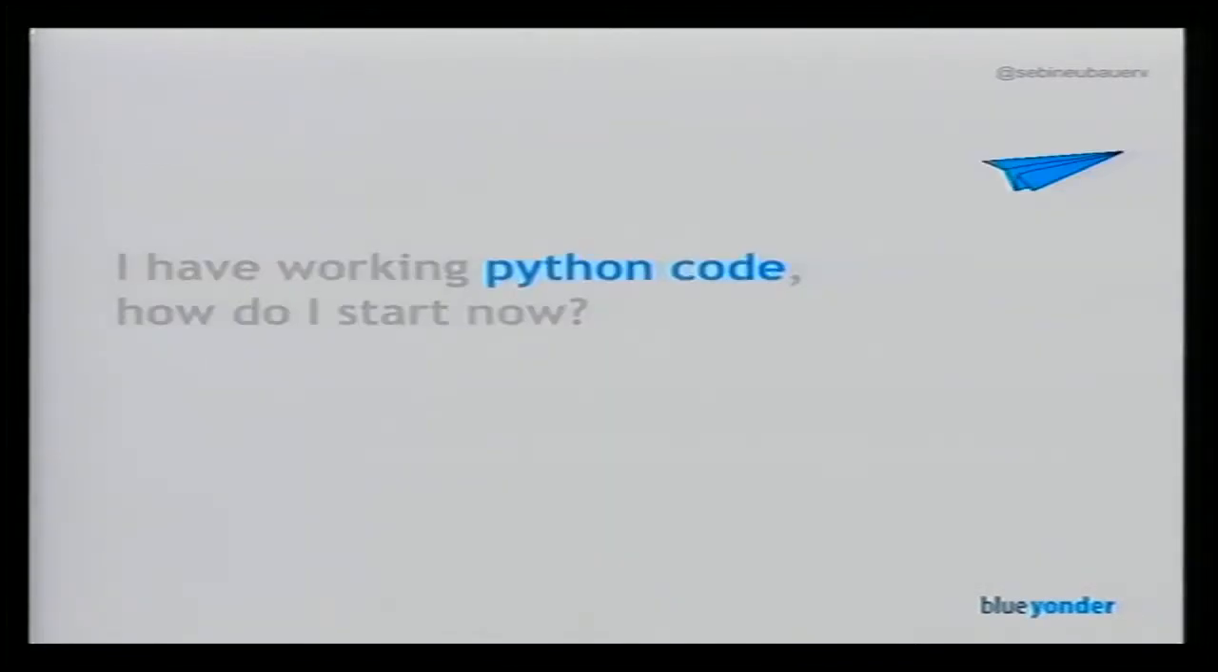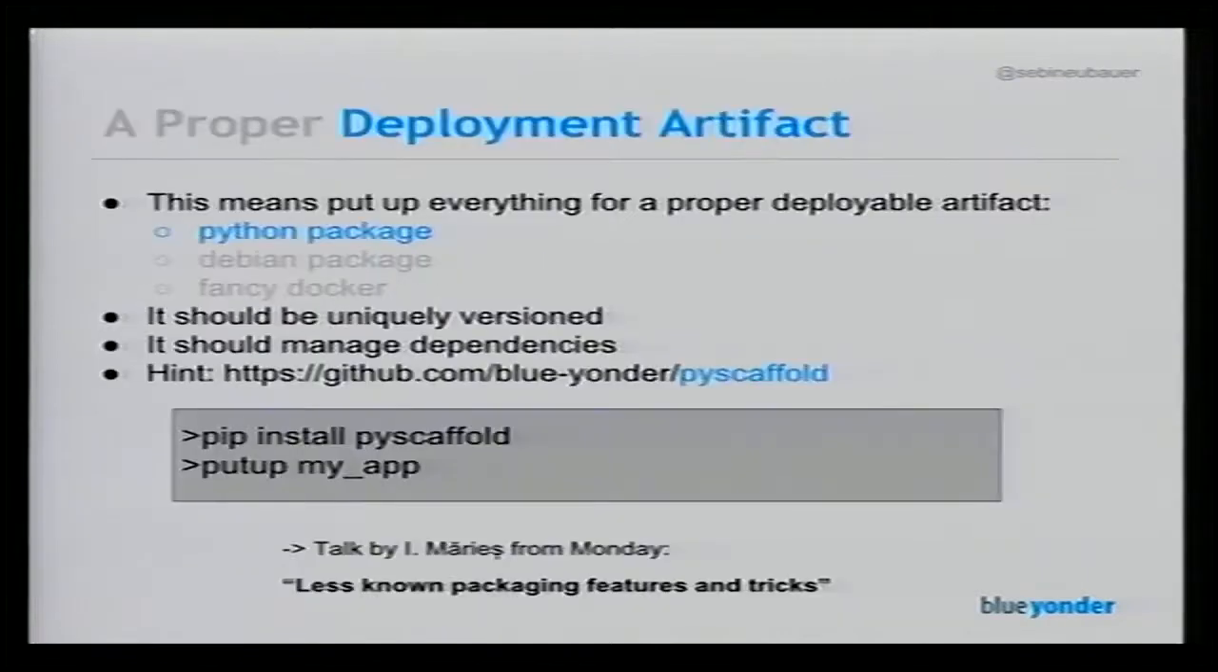Okay, so now let's start. We have some kind of working Python code, our web application, name it Hello World or whatever. So what do we do? The first step is we need a proper deployment artifact. In the Pythonic world, of course, let's call it a normal Python package.